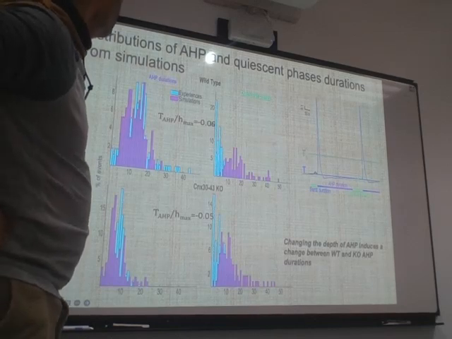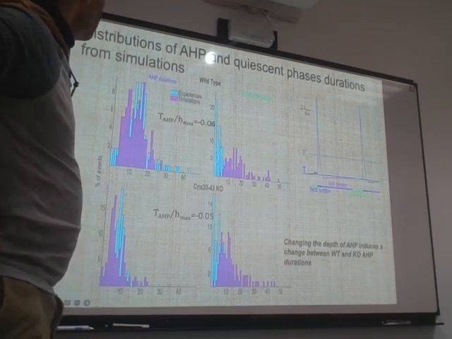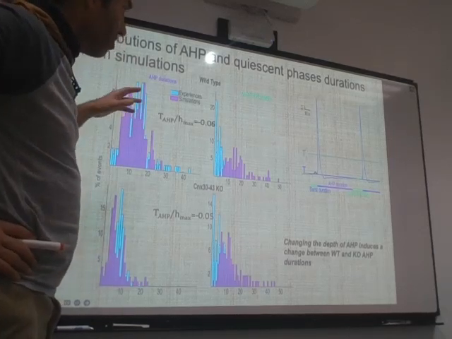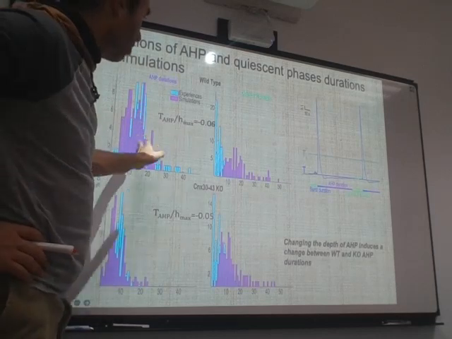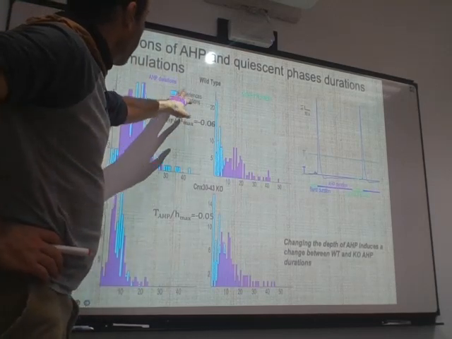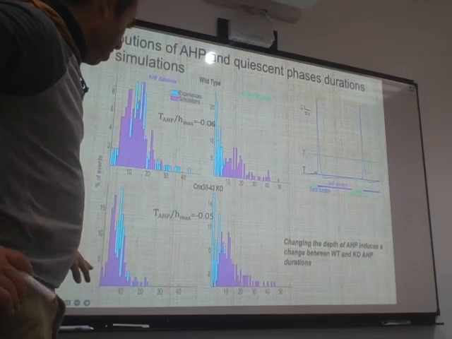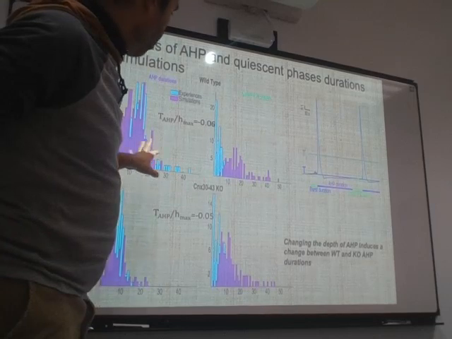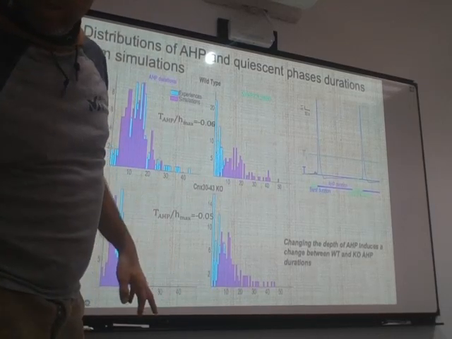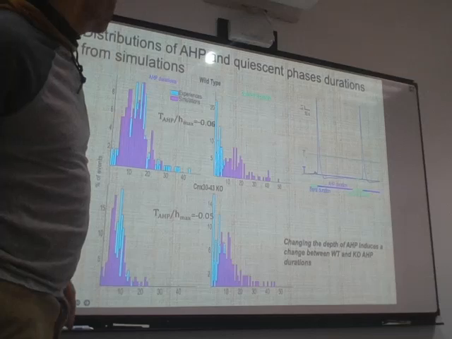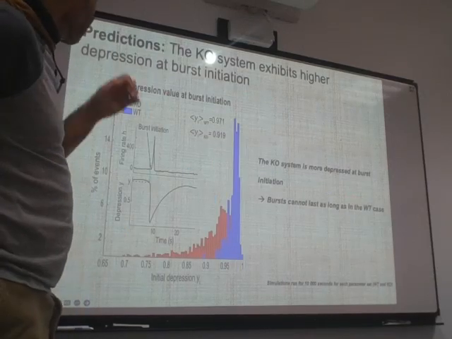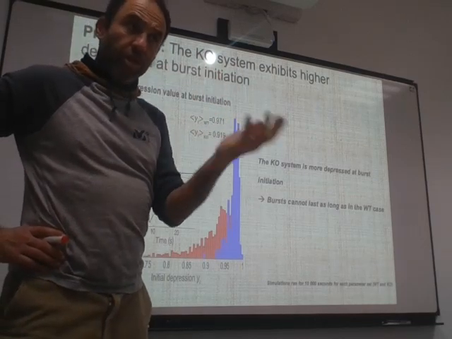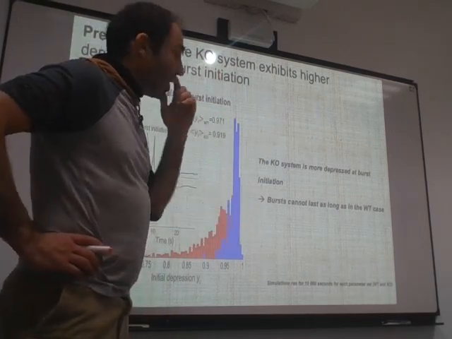What did we do here? Distribution of AHP and quiescent phase duration from the simulation. So then what we did is we started to look at this distribution, comparing experiments with simulations, to explore what the dynamical system would do. Okay, but then this was to explore. Now we said, can we predict something?